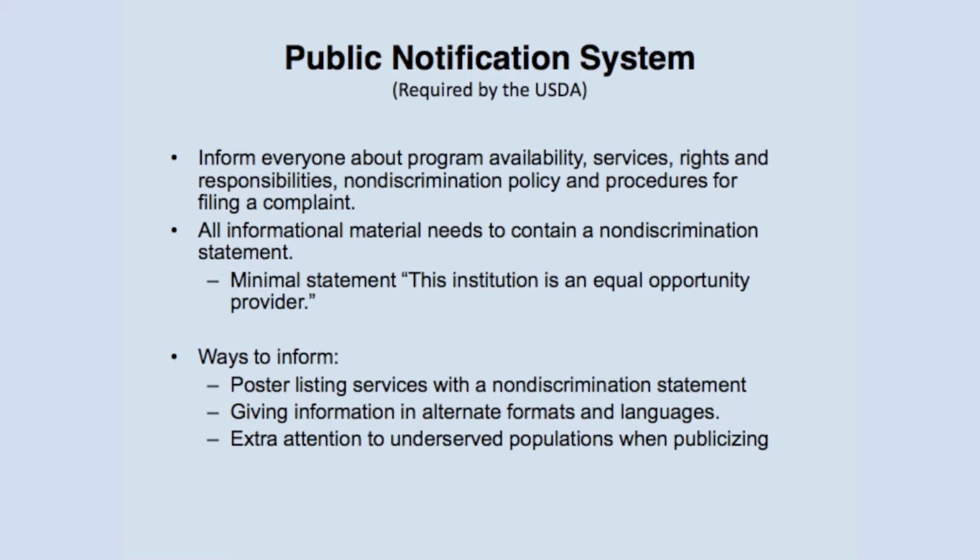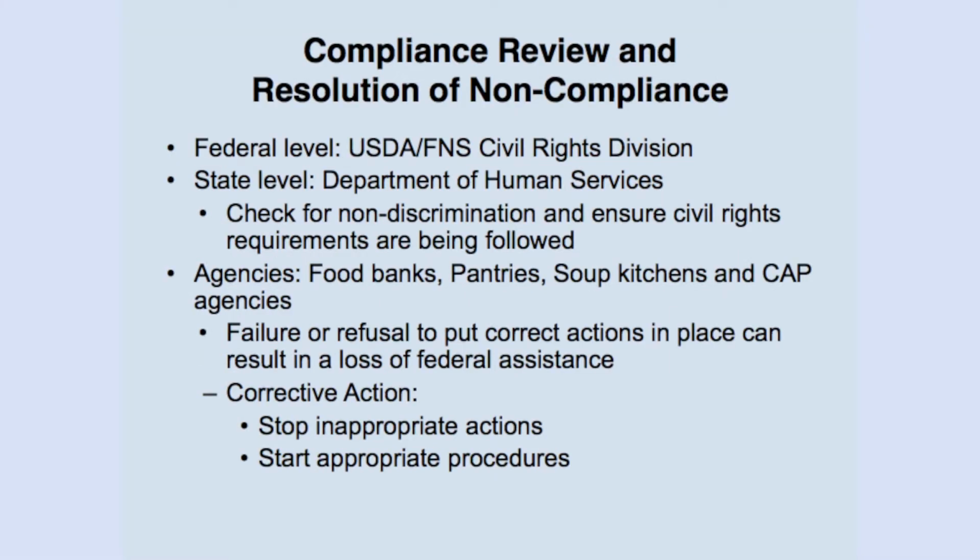The USDA does require that we have a public notification system. This requires a statement in our brochure stating that we are an equal opportunity provider and non-discriminatory. There's also a poster in the reception area that is required. So these are things that are required to be provided through the USDA.